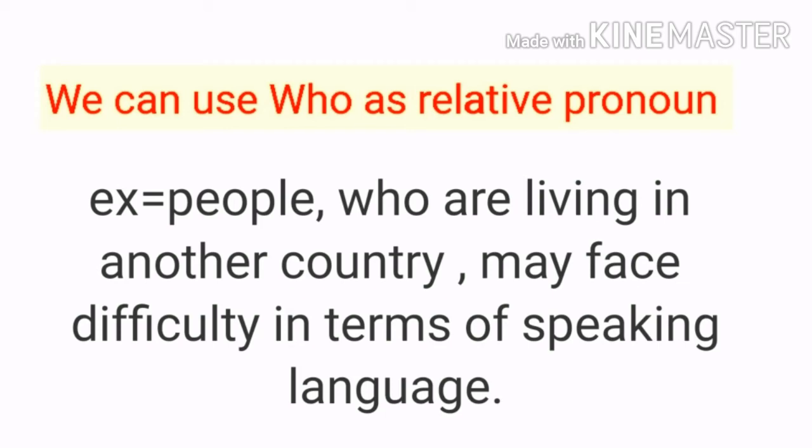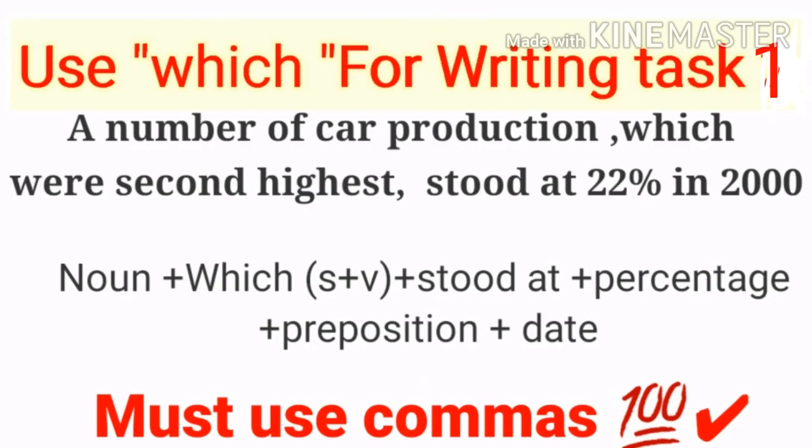We could simply write people may face difficulty in terms of speaking languages. But it seems too simple. Instead of this, we should use relative pronouns, such as who are living in another country. It shows variation in your writing task too. Also, we can use the relative pronoun which for writing task 1.